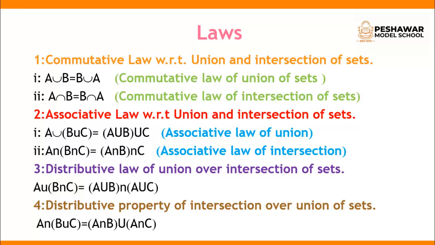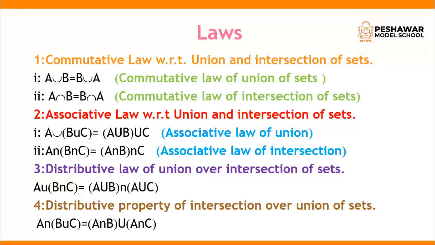So my dear students, the commutative law of union of sets indicates that A union B is equal to B union A. Now come to the opposite of union, that is intersection. So it is the commutative law of intersection of sets. In this situation there are only two sets, set A and set B, but the operation is different. We have to find here A intersection B is equal to B intersection A.